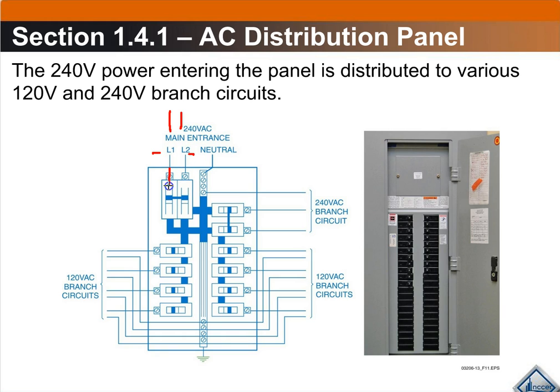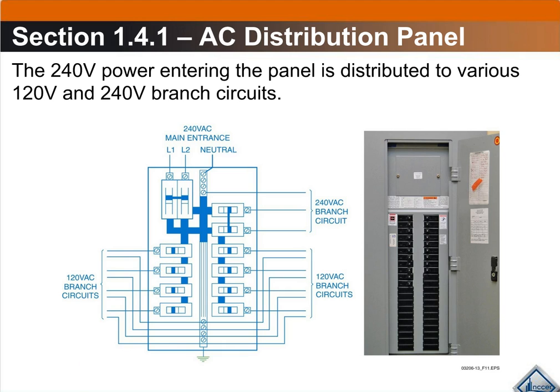So L1 comes in, goes through that main breaker, comes over here and goes down a bus bar inside of your circuit breaker panel, and then you have circuit breakers which power your, this would be for your bathroom lights, this would be for your kitchen lights, this would be for your living room lights, and so on and so forth. Same thing on the other side here.